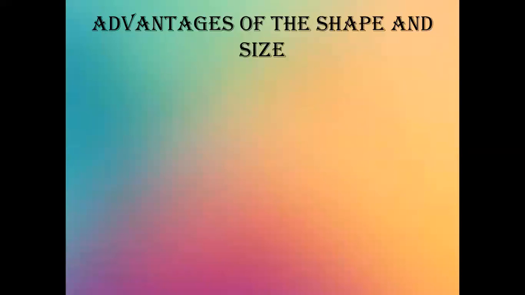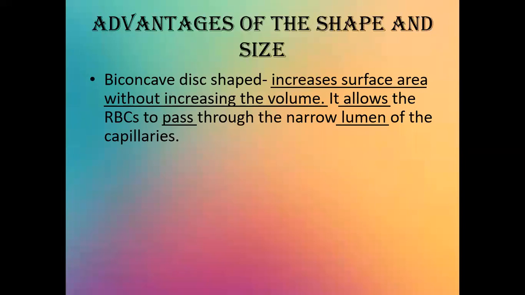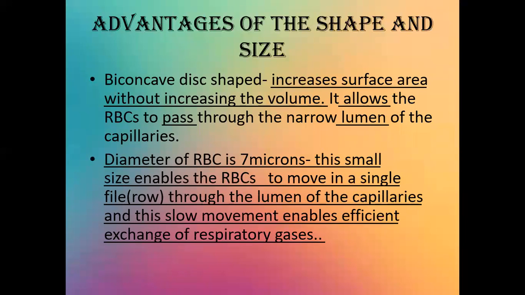Advantages of the size and shape. Biconcave disc shaped increases surface area without increasing the volume. This increase in surface area enables the RBC to absorb more of the respiratory gas that is transporting. It allows the RBCs to pass through the narrow lumen of the capillaries. Diameter of RBC is 7 microns. This small size enables the RBCs to move in a single row through the lumen of the capillaries, and this slow movement enables efficient exchange of respiratory gases.